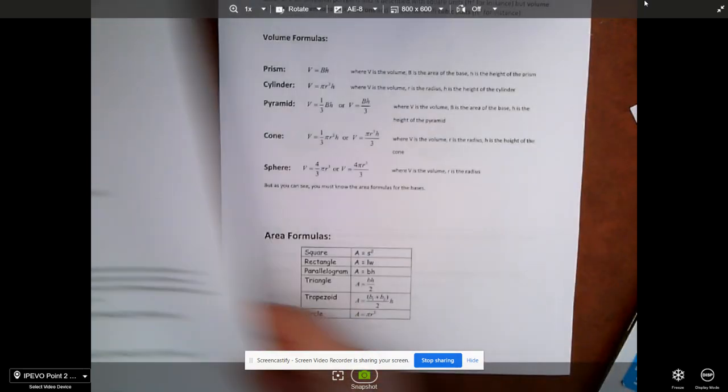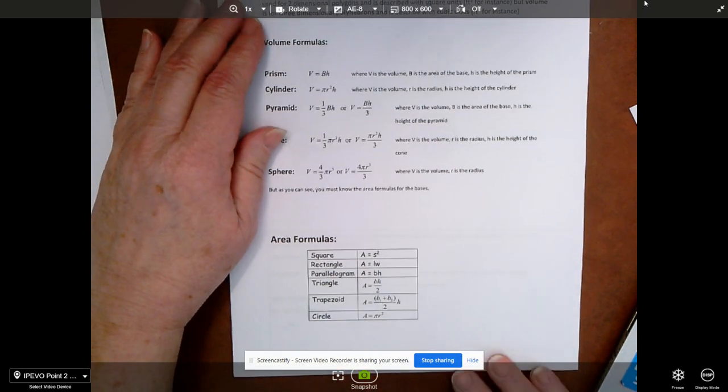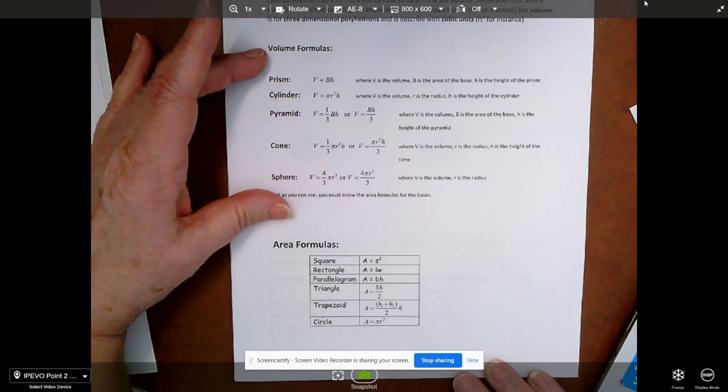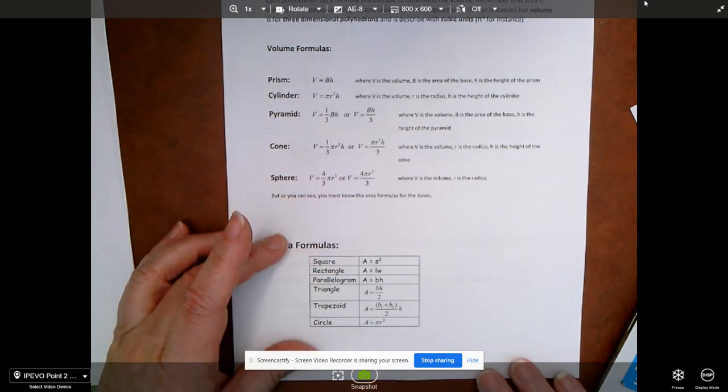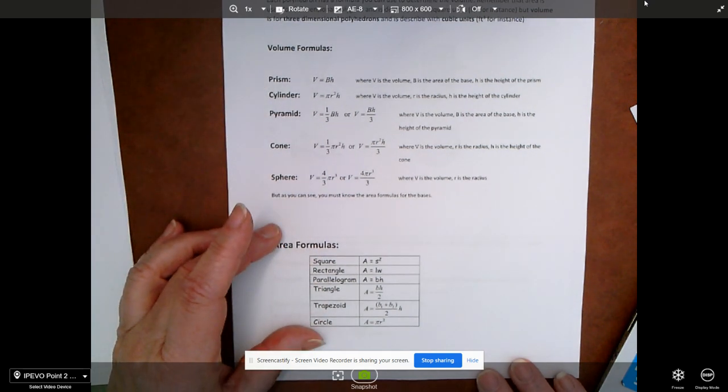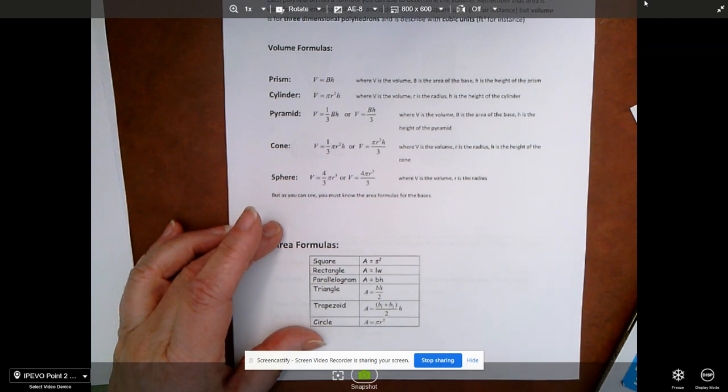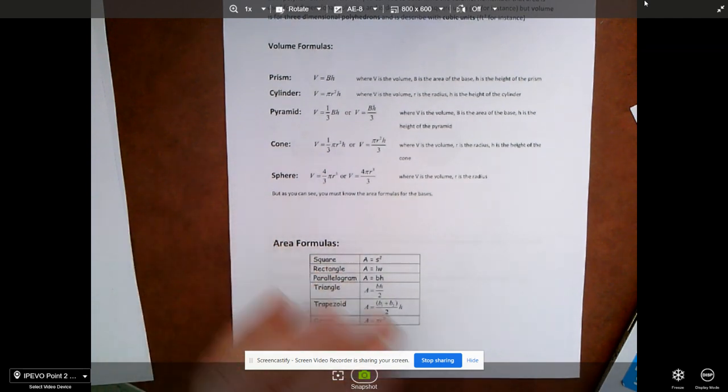And then a little bit later in the chapter, it talks about volume. So again, I put all your volume formulas right here. I would just go right here and use these. In order to find the volume, though, you also need to know some of the area formulas from your last chapter. So I would go ahead and take a look at these.